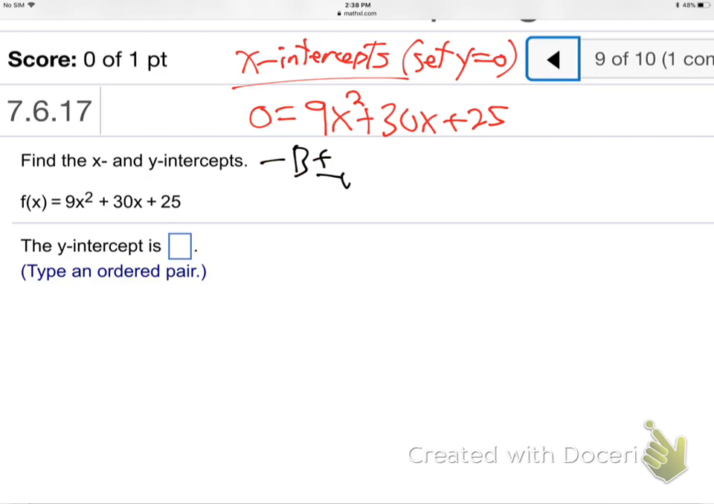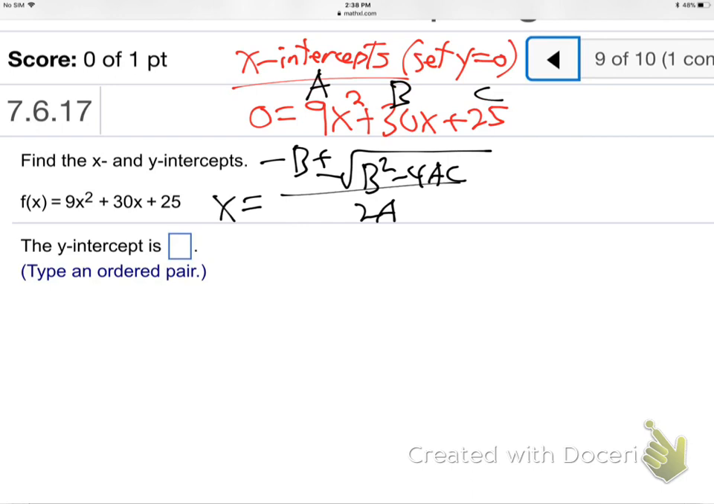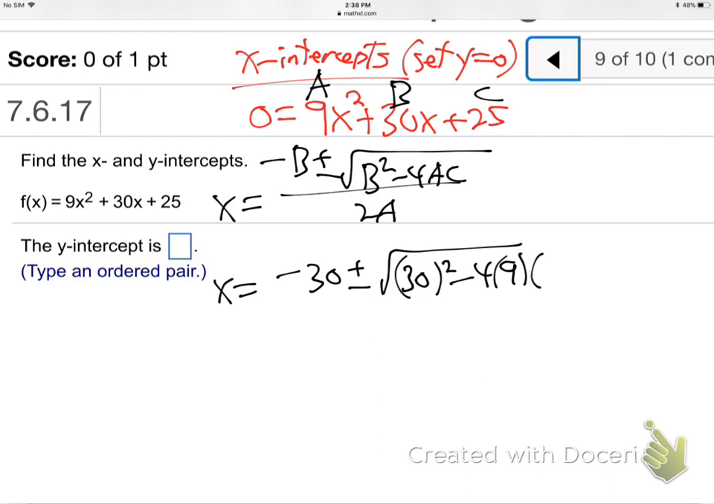So negative b plus or minus the square root of b squared minus 4ac, all over 2a. So we've got a, b, c. So this is what x equals. Negative b plus or minus the square root of b squared minus 4 times a times c, all over 2a.